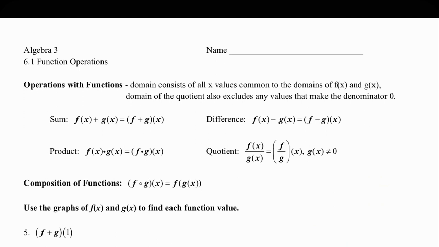Okay, hello everybody. I'm going to start off with lesson 6. We're doing 6.1 function operations. You have done this in the past, but we're going to go through it again today.